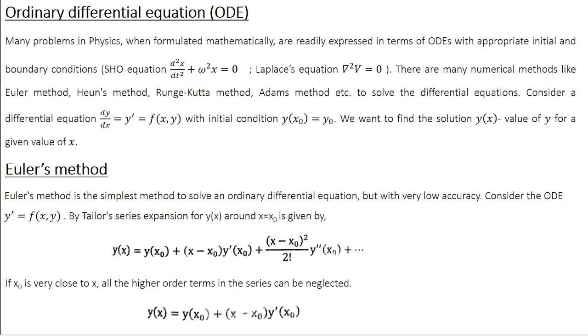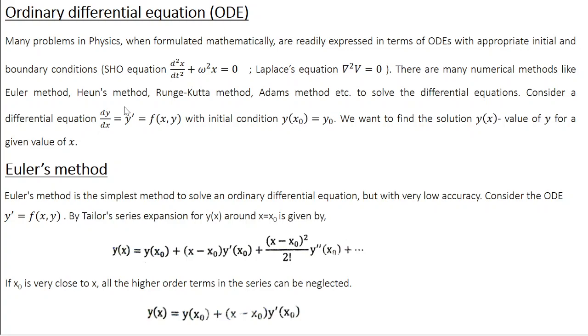For example, if you take the Schrödinger wave equation, you can get an analytical solution in the case of a one electron system like hydrogen. But if you take the next complicated system like a two electron system, it's impossible to get the analytical solution. You have to resort to a numerical technique. And luckily for us, there are several numerical methods like Euler's method, Heun's method, Runge-Kutta method, Adams method, etc. to solve differential equations.